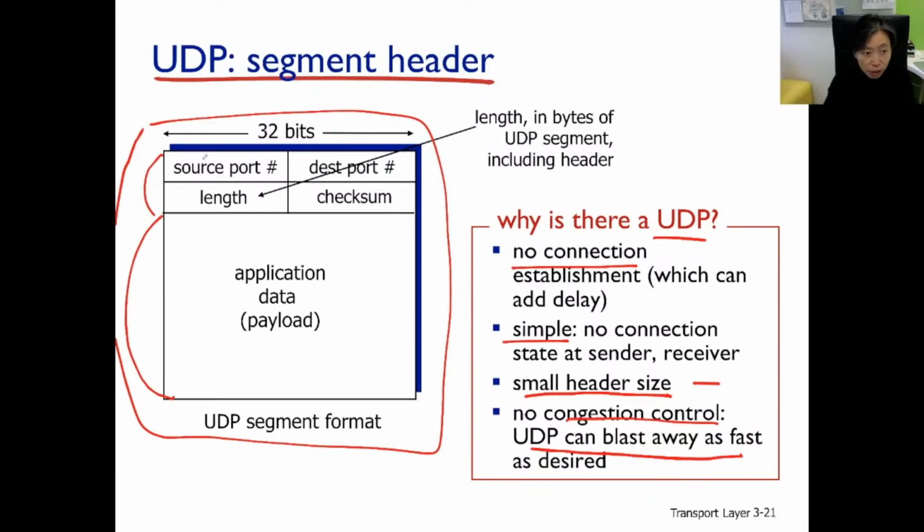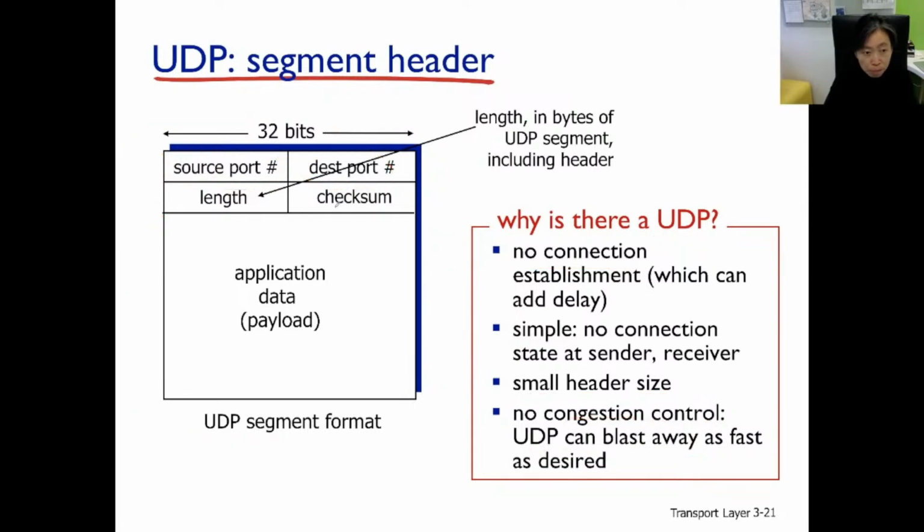Okay. So there are 4 fields in the header: the source and the destination port number, which we've already talked about. The 2 other fields we have not yet talked about are length and checksum. The length is the size of the UDP segment entirely, including header and data. And the unit to count the length is byte. Last is the checksum.